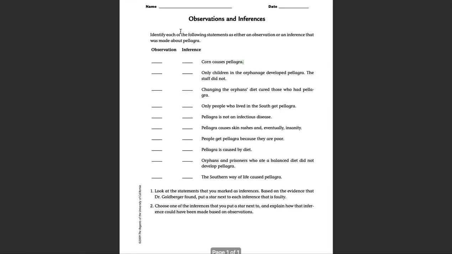Going to pull up observations and inferences. Okay, so hopefully you guys have had an opportunity to watch the video a couple times.